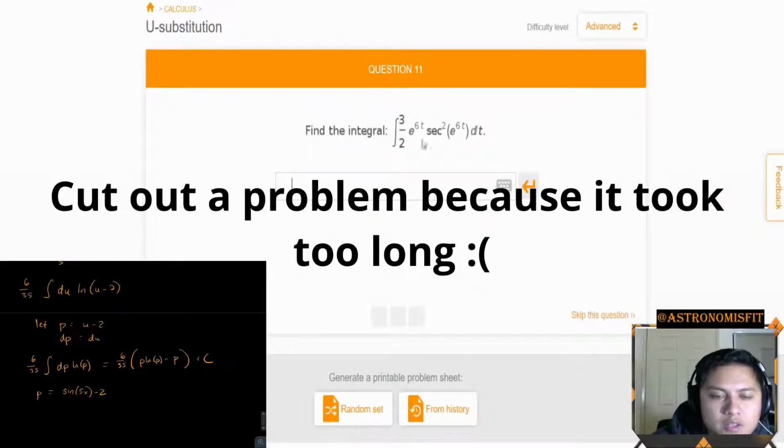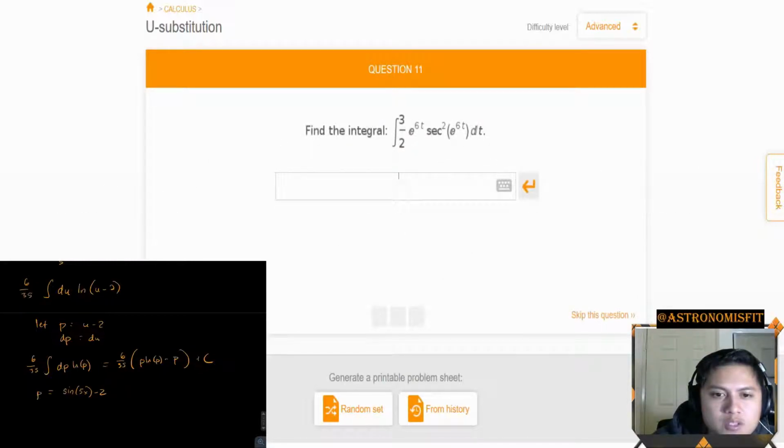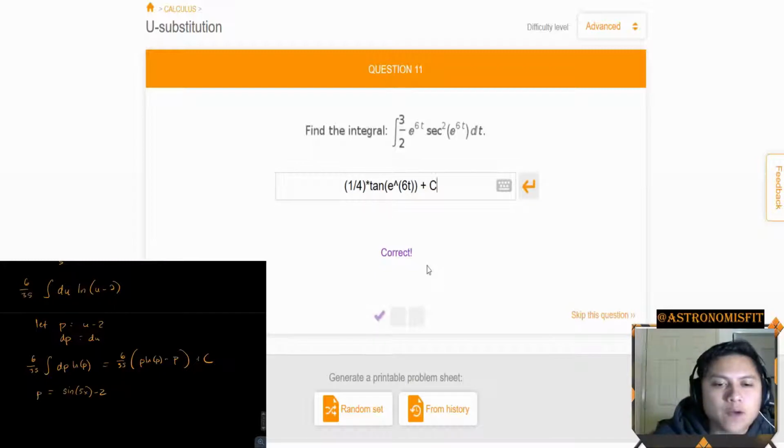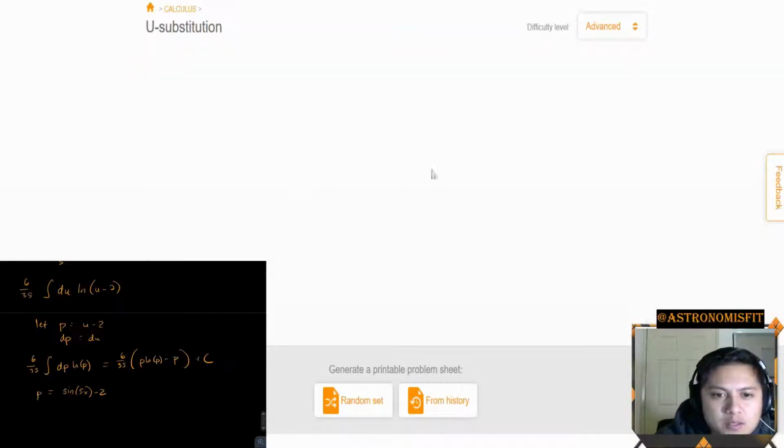Next problem. Find the integral of 3/2 e to the 6t secant squared of e to the 6t dt. This should be pretty easy. This is just going to be 3/2 e to the 6t, so we'll have u equal to e to the 6t, du is 6e to the 6t dt, divided by 2, so I should have 3 over 12. That's 1 over 4, right? And then I'll have secant, so that'd be tangent of e to the 6t plus c.